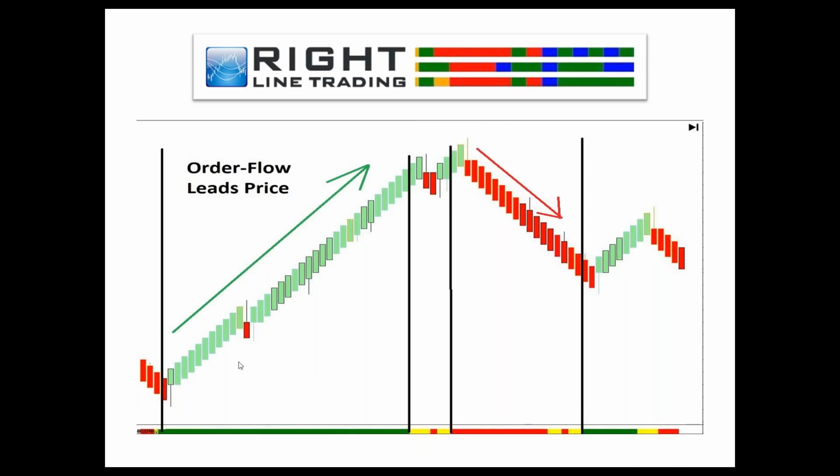Here's again another example. Again, it leads price. It turns green before price heads up. And in here is chop. And now you can just trade short, and you can just trade long. We haven't talked at all about an entry. All we've talked about is an absolute direction you have to trade to minimize risk and optimize potential reward.